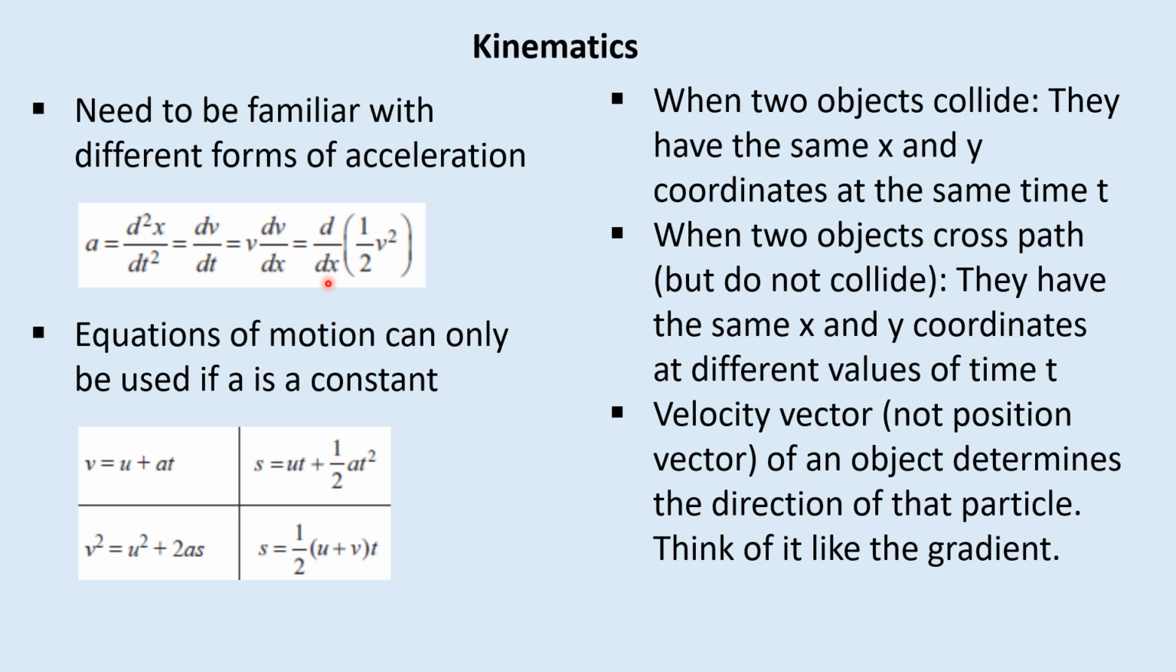For equations of motion, we have four of them. Keep in mind that they can only be used if a is a constant. So a cannot depend on anything else.